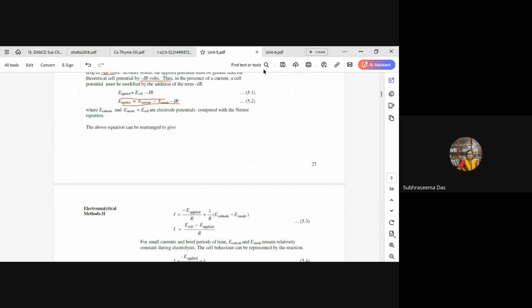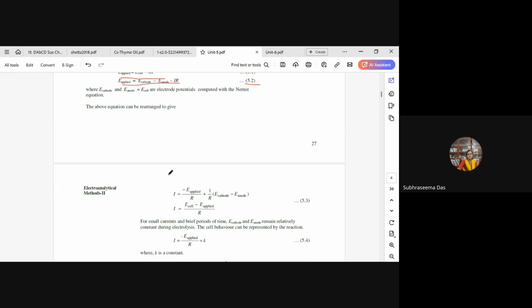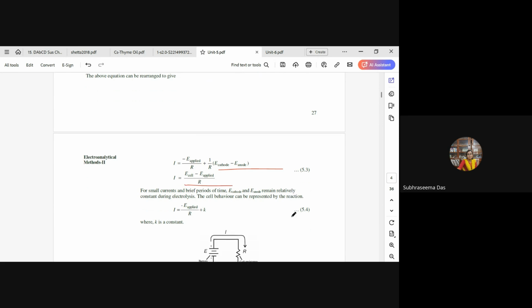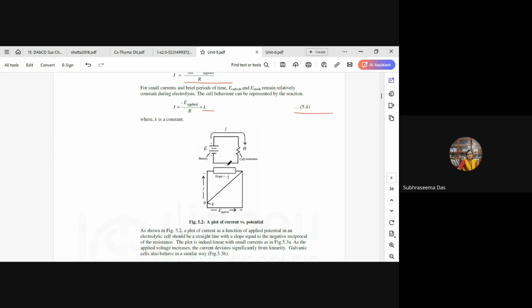So the above equation, equation 5.2, we will rearrange, and we find that I is equal to minus E applied by R plus 1 by R of E cell. So here I can be written as E cell minus E applied by R. When we take a small amount of current for a very small time period, the E cathode and E anode do not change much. So I can now be represented as E applied by R plus K. Now this K, represented in equation 5.4, is a constant.